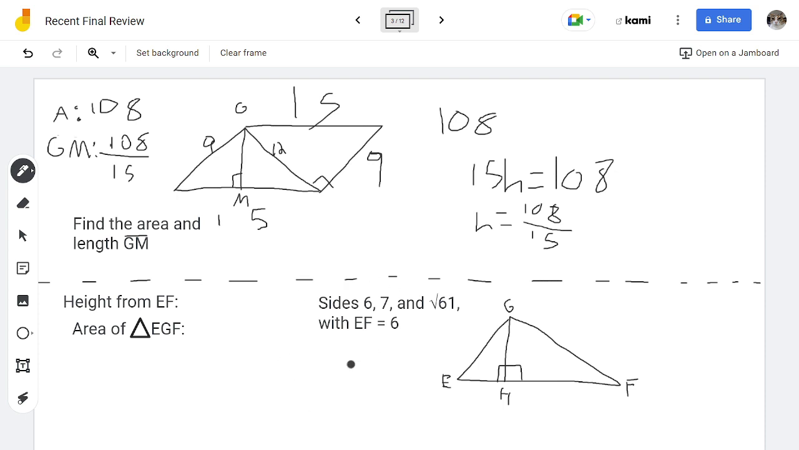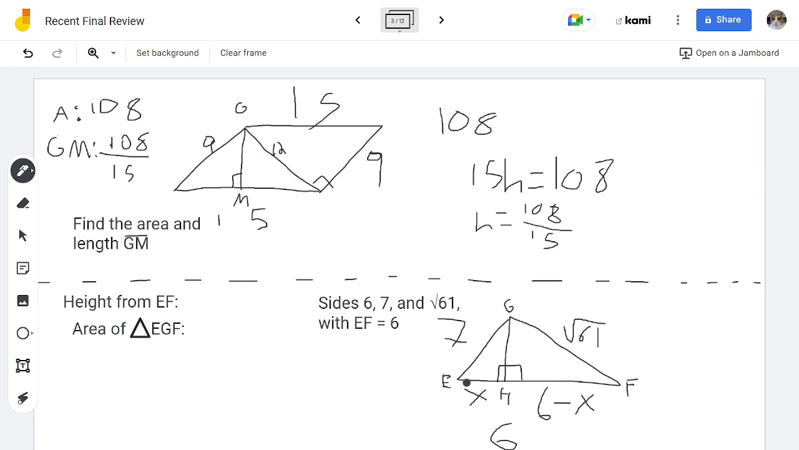Alright, and then for this one, I'm probably not going to solve it, just because I don't feel like it. So if EF is 6, the first thing you can do whenever you see that one entire side is labeled but it's split into 2 parts is label it with variables. So we can say EH is x and HF is 6 minus x. Something like this, right? And if we know this is 6, let's say this is root 61, whatever, and we can say this is 7. I don't think it matters too much.